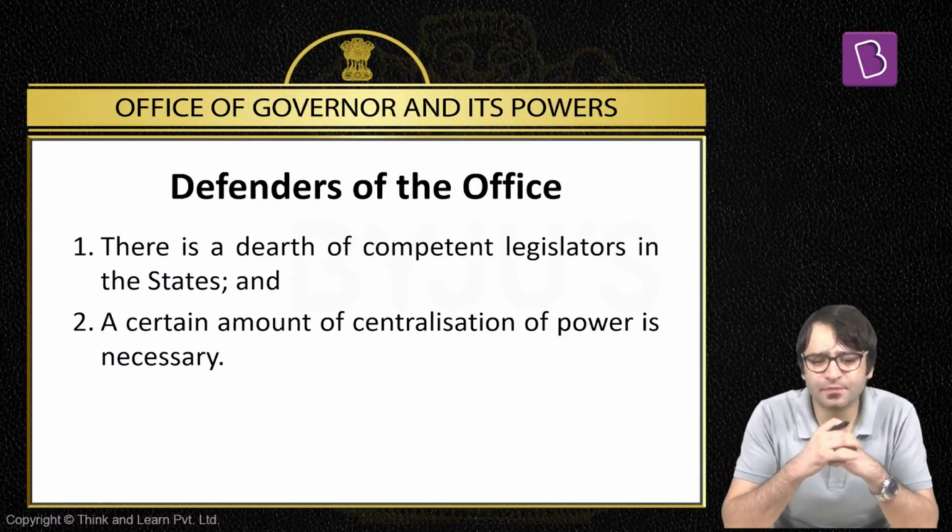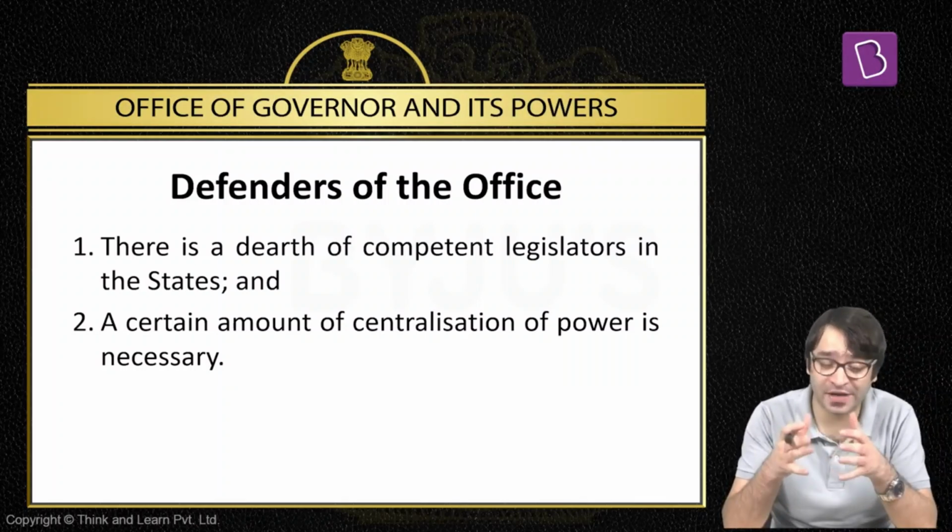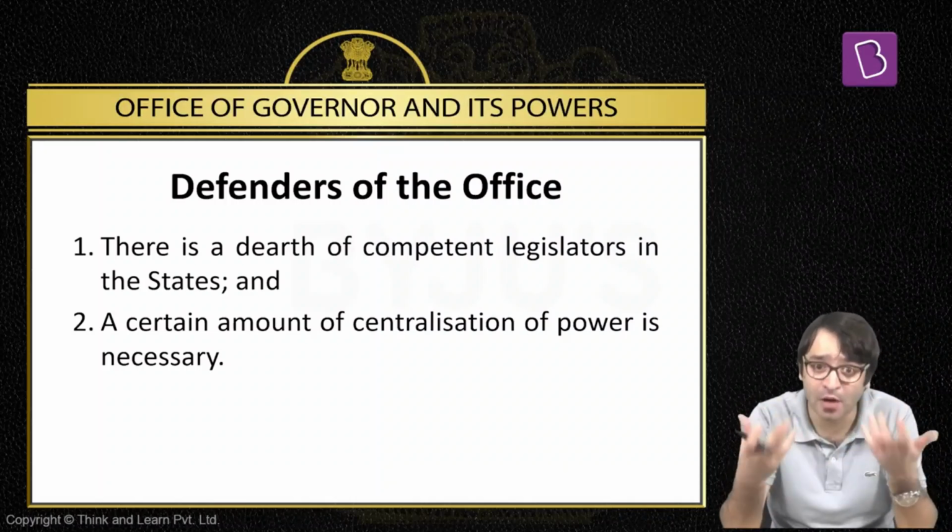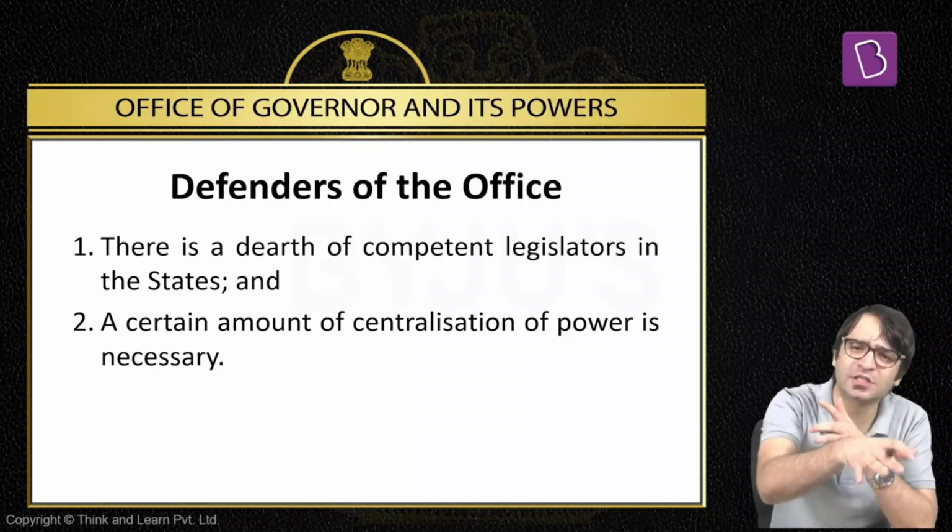Two logics. Logic number one, the Constituent Assembly said that there is a dearth of competent legislators. What if they frame a law which is bad? The governor should be there to veto. What if they pass a law which is irrational, unfair, unjustified, unreasonable? Because we have a dearth of competent legislators in India at the time of the commencement of the Constitution, there should be a governor who will veto such bad legislation. That was logic number one.